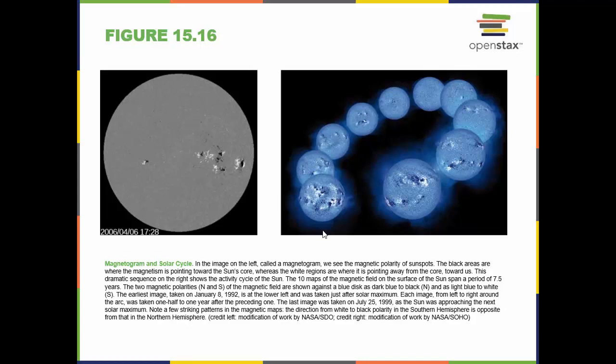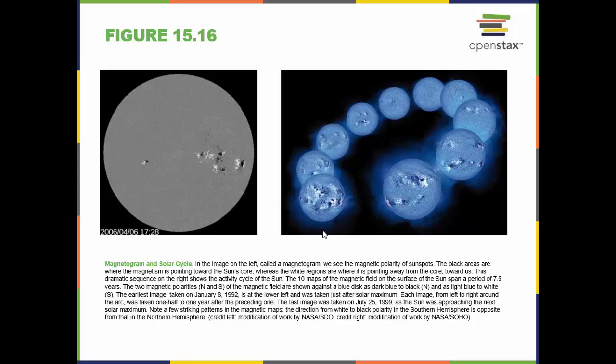The earliest image, taken on January 8th, 1992, is at the lower left, and it was taken just after a solar maximum. Each image from left to right around the arc was taken about 1 to 1.5 years apart. And the last image was taken on July 25th, 1999, as the sun was approaching its next solar maximum.